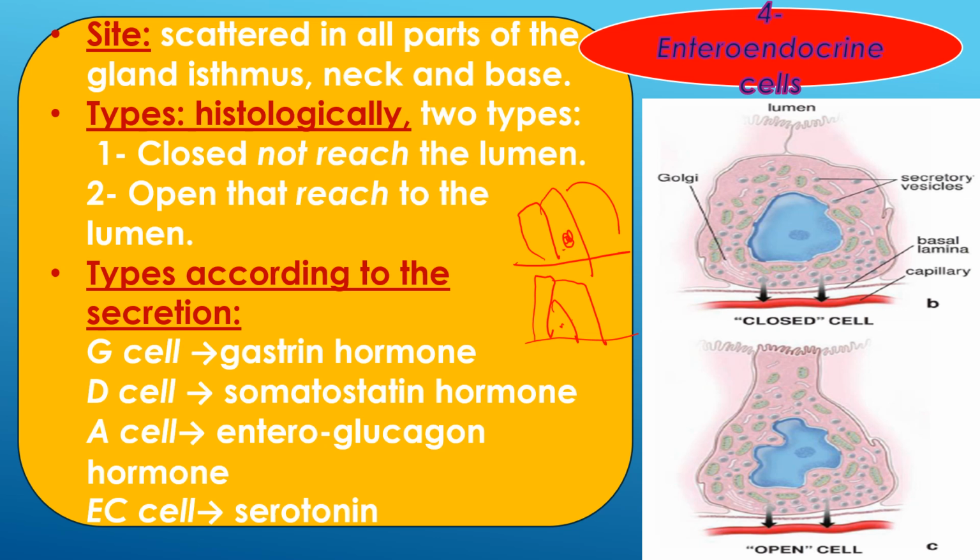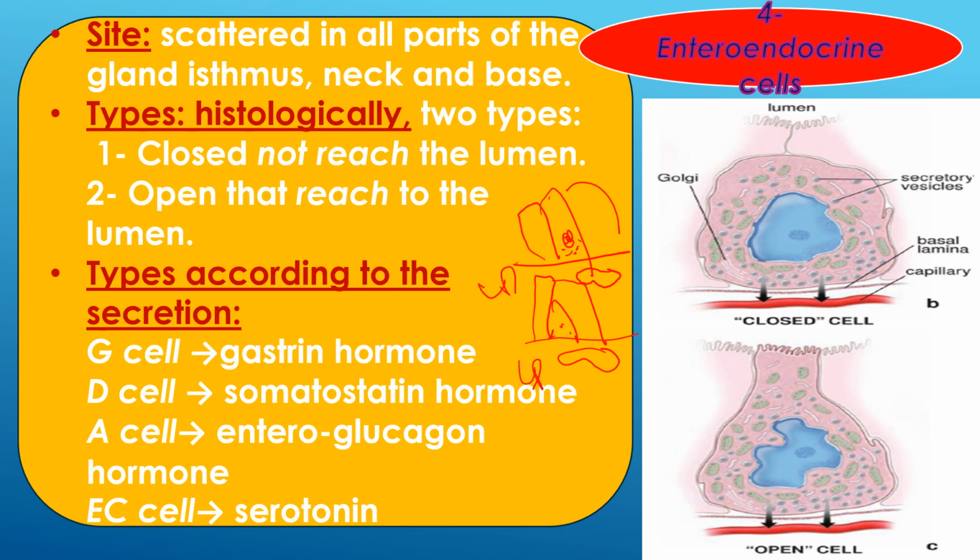So here you will find basal granules. Why is it basal, not apical? Because it will release its secretion into the lamina propria. Why lamina propria? Because it contains blood vessels. So this cell is very characteristic. Why? Because it has basal secretory granules in order to release its hormone into the circulation.